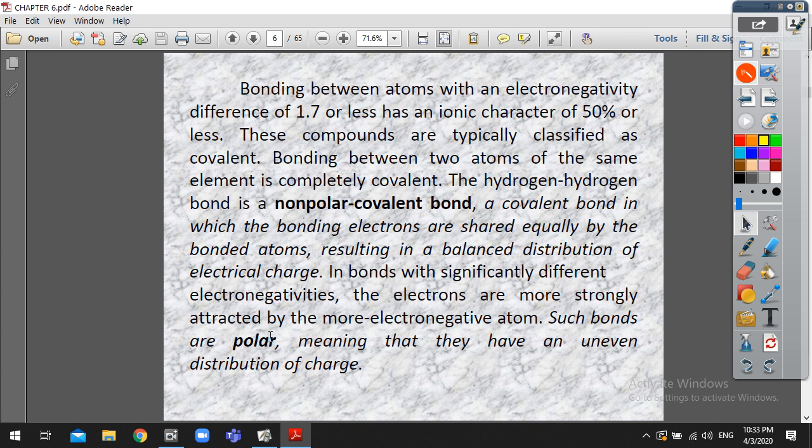And what about polar? Polar means, guys, they have an uneven distribution of charge.